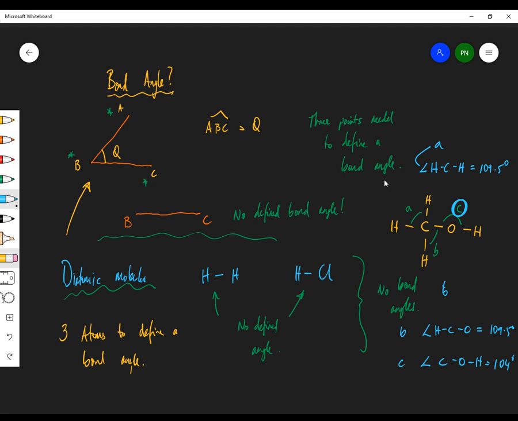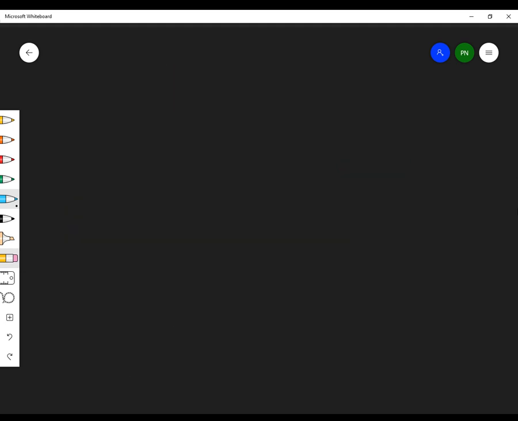So there you go. That's what we mean by bond angle. You need 3 points to define the angle. All right, we've done that. I thought this would be an easy lesson, but I'm wrong.